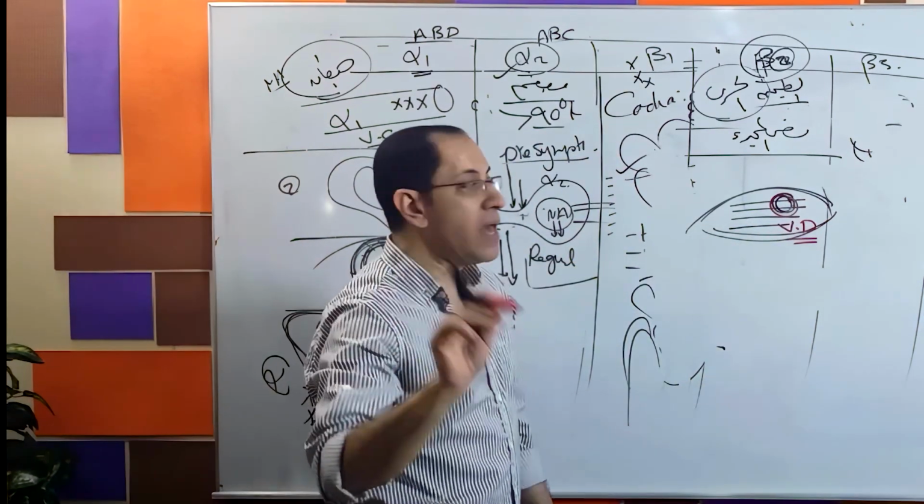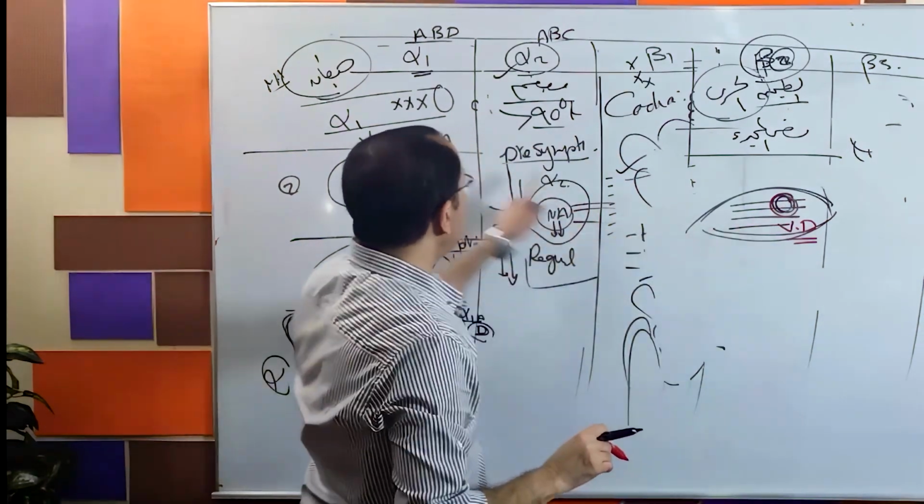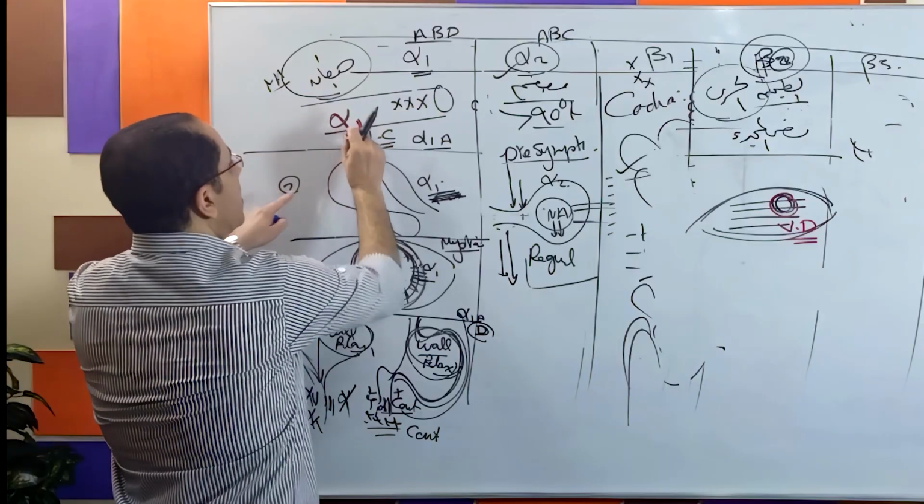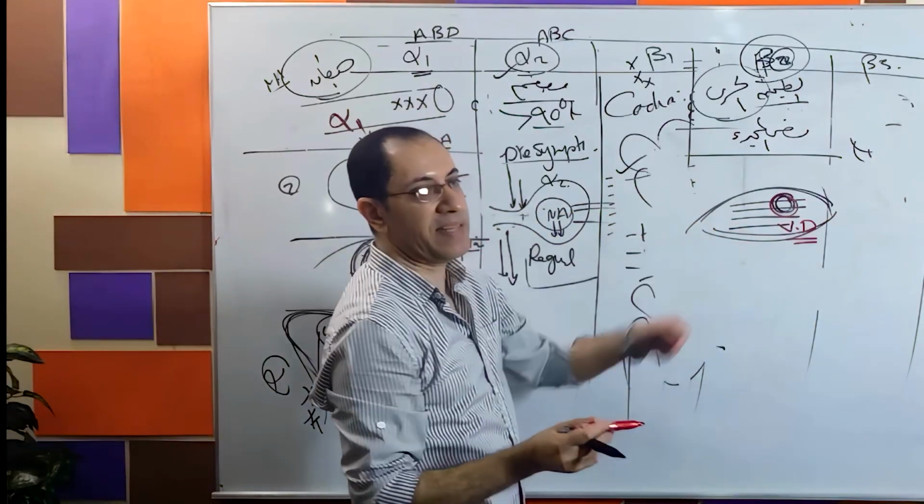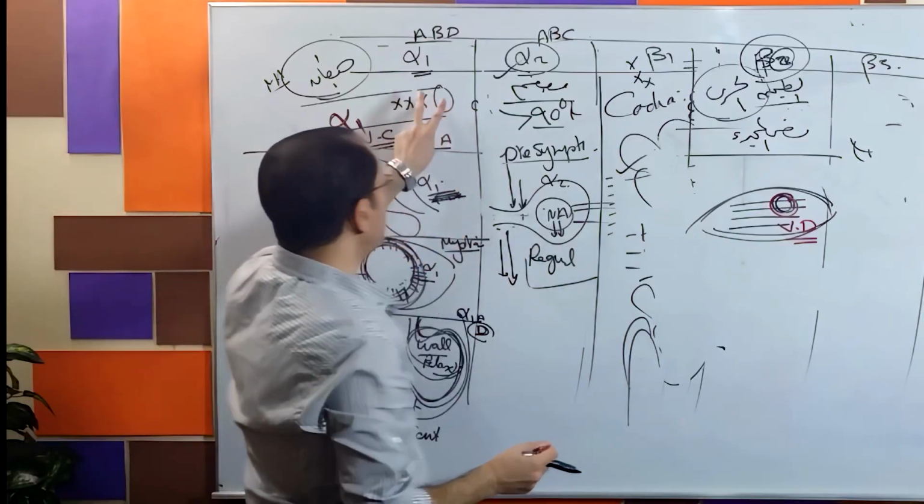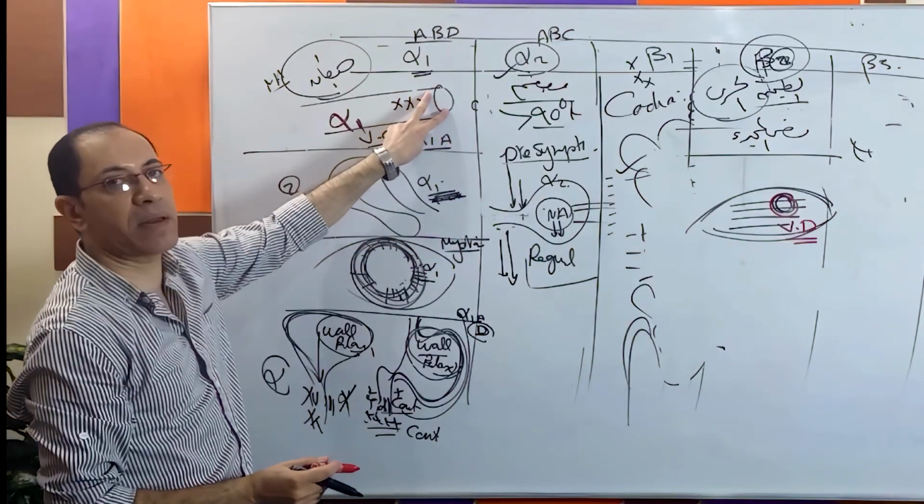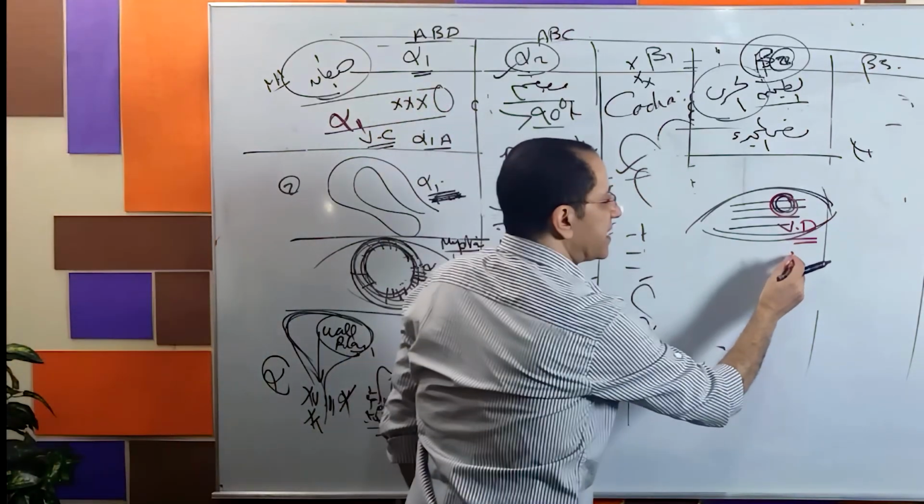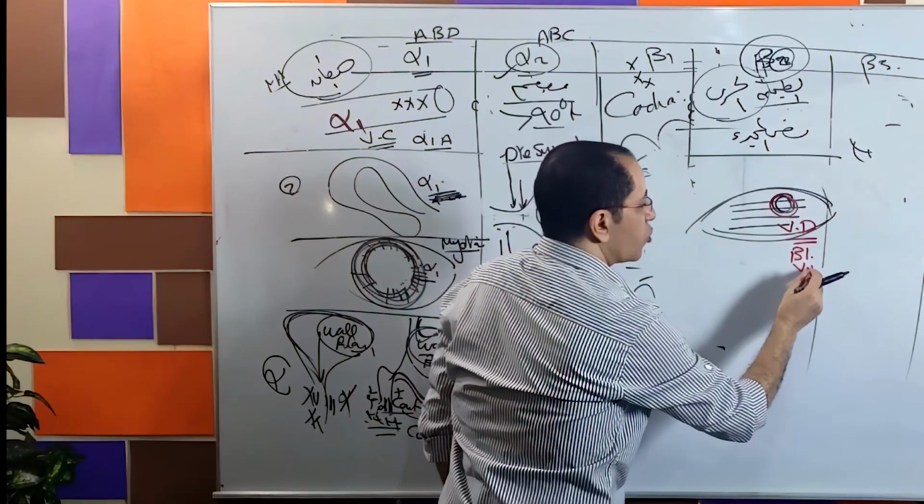Do you know why? It's because if beta-2 didn't do this, alpha-1 would cause vasoconstriction, and this is very bad. If you tried to run, you would have a cramp. However, this beta-2 prevents this one from affecting skeletal muscles. Skeletal muscle blood vessels are dilated under the effect of beta-2.